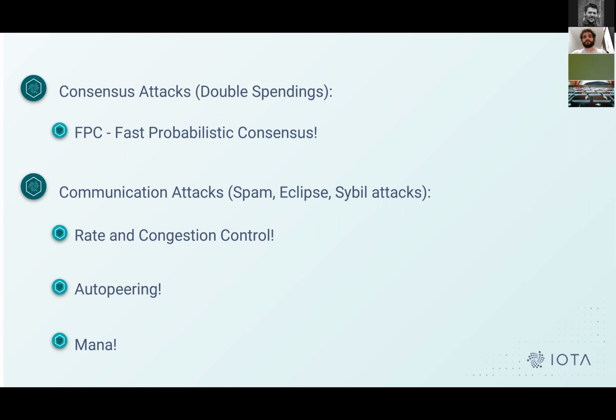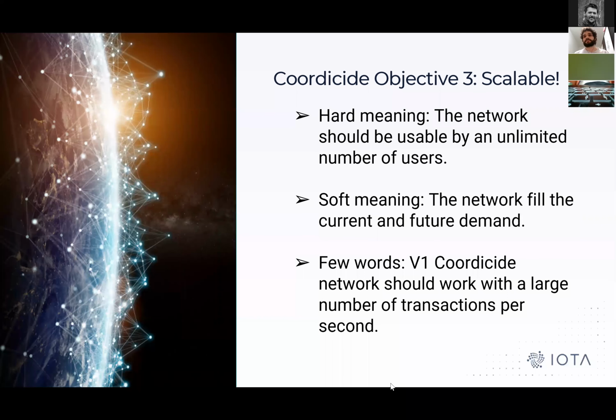Well, moving on, then we have scalability. So we want the network to be scalable. Scalable is, I think, the most difficult term to define here. So the question first, what is something to be scalable? I'm giving here some personal definitions, so please don't go to Wikipedia to check them because they are maybe wrong. But the hard meaning of scalable is that the network should be usable by an unlimited number of users.